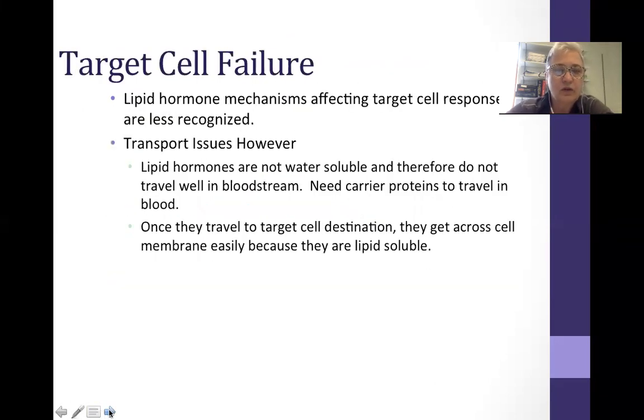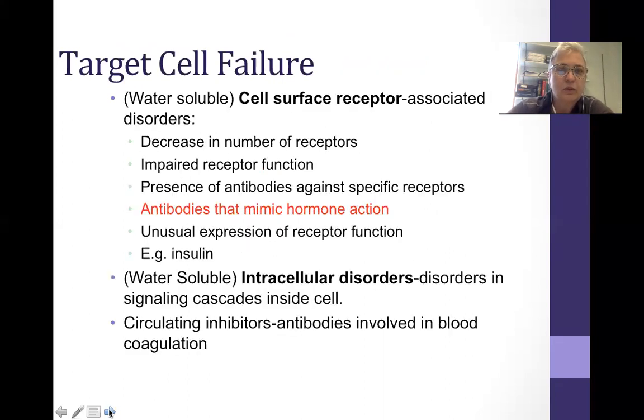Target cell failure. You should all know by now that we've talked a lot about the cell having receptors on it, and there's a lot of activity at that point and a lot of chemical signaling. So you could have a failure in the target cell where, whoops, there should be another slide here. Sorry, I went too fast. So you could have receptors that are decreasing in number. They're lowering their receptor availability, or their receptors are not functional.